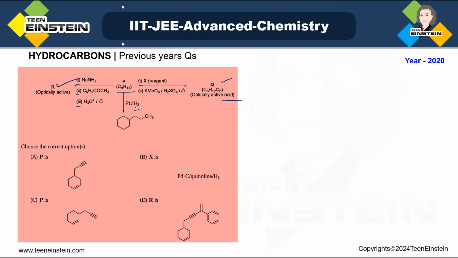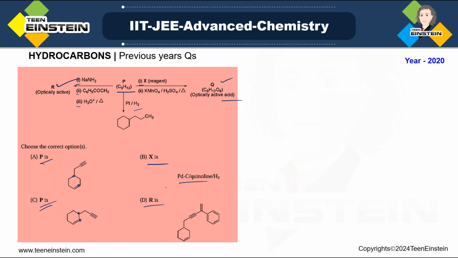Now look at the options. You have to choose the correct option or options. More than one answer may be correct. Now A and C are related to the structure of P. The structure of P for options A and C is actually the same. The only difference is that here these two are at 1-3 position, but here it is 1-2 position. Option B is related to the reagent X, and option D is related to the structure of R, that is the left hand side optically active R. And X is reagent PDC. This is actually a linear catalyst where C addition will take place.